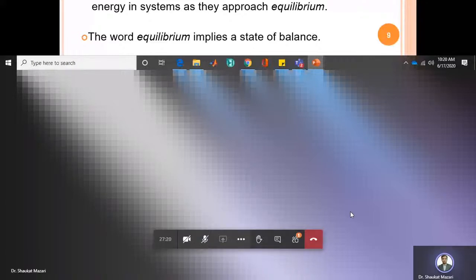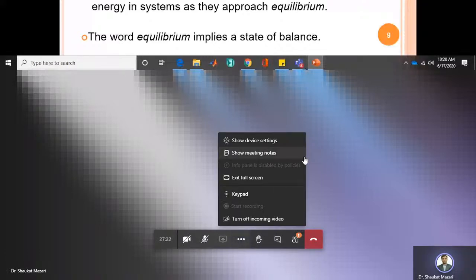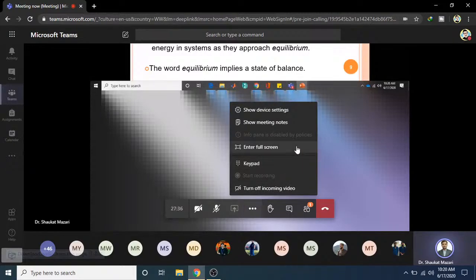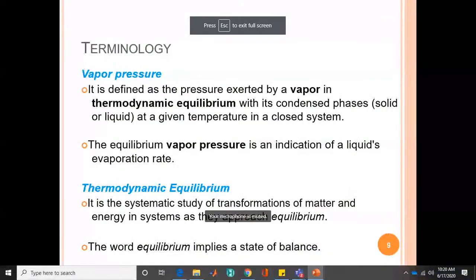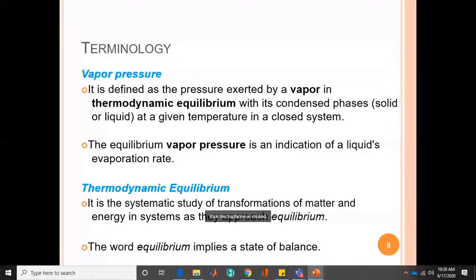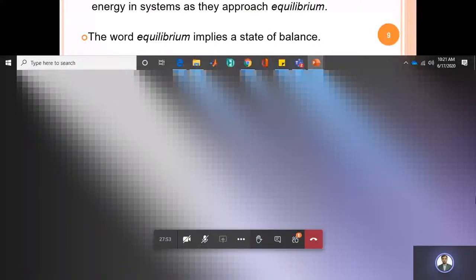If it's totally vapor, then we do not need to calculate vapor pressure because we already know that the component is in gaseous form, right? We talk of its vapor pressure because we know that some of its fraction is still in the liquid or solid phase. And definitely that vapor is in equilibrium with that liquid or solid. We normally call it thermodynamic equilibrium. It is a study of the transformation of matter and energy in a system as they approach equilibrium. The word equilibrium implies a state of balance. I hope you all know that.